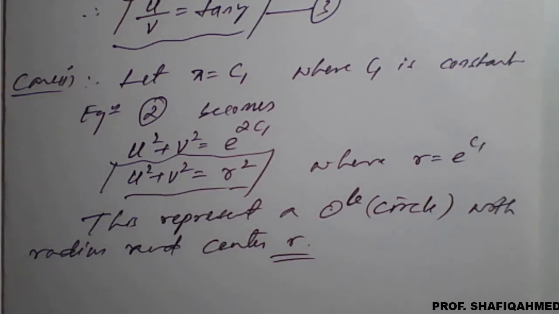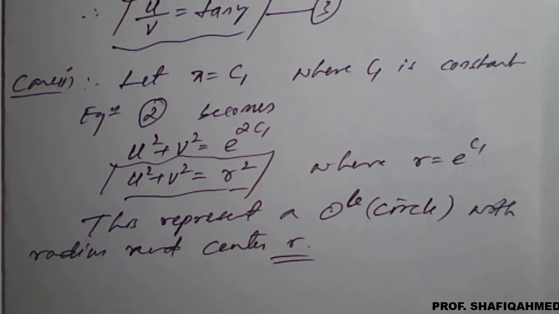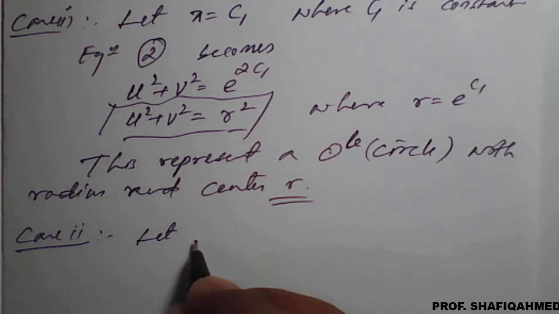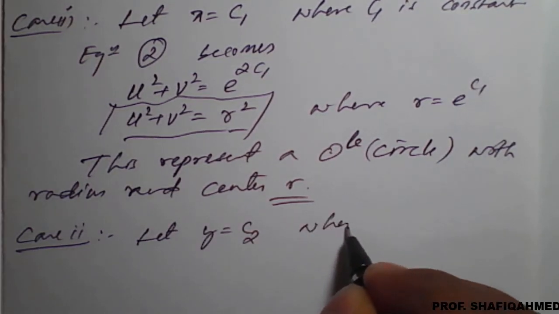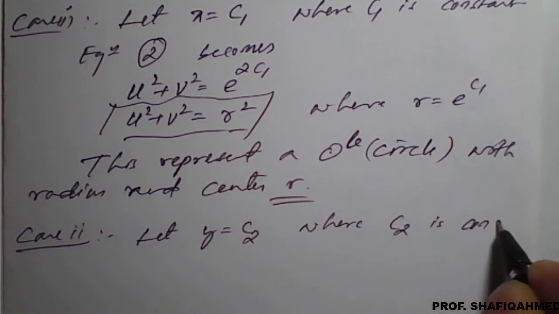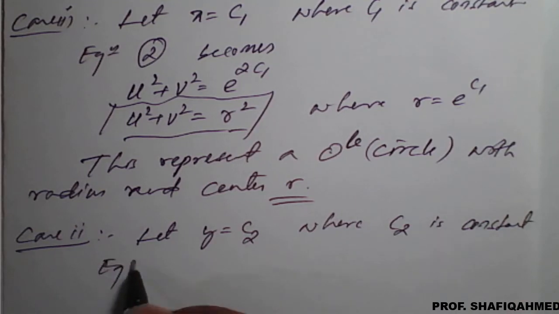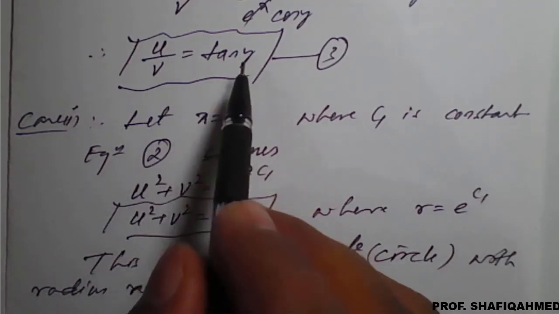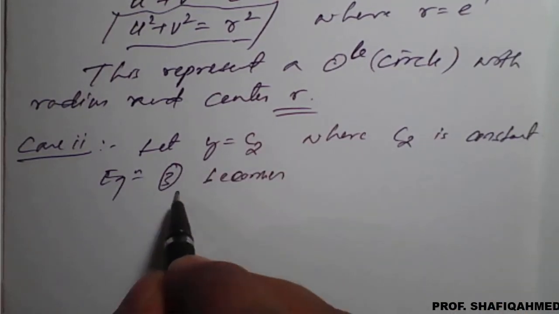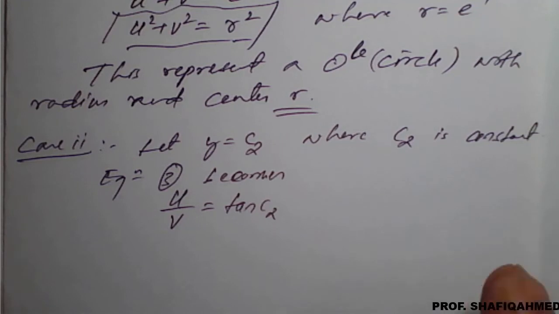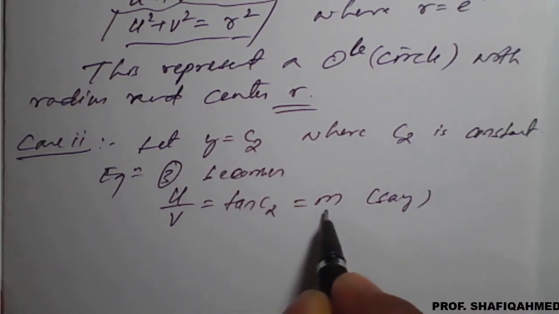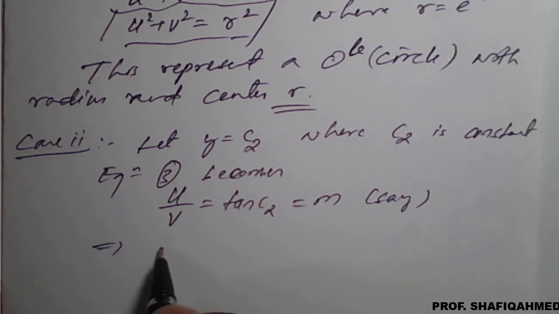So similarly, case number 2 we will see now here. Case 2, let y is equal to c2, where c2 is constant. So therefore, equation 3 becomes, because equation 3 contains what here, y. So this y will be replaced by c2. So therefore, u upon v will become tan of c2, which is again a constant, so I will name it as m.